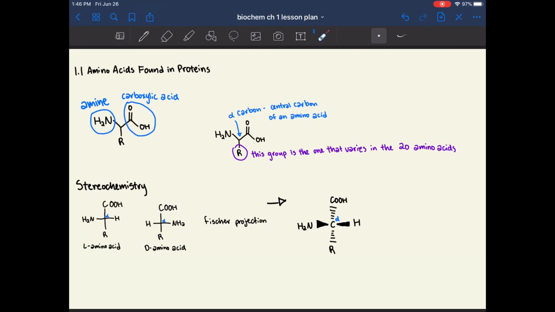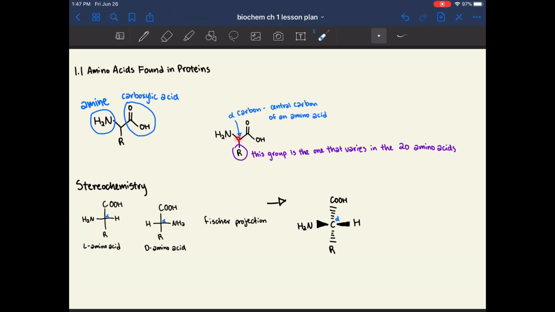So all the 20 amino acids that the MCAT tends to test on are known as alpha amino acids, which means that their amine is attached to the alpha carbon, which means the carbon that's one bond away from the carboxylic acid group. Now there are beta amino acids, which have amines that are 2 carbons away, or gamma amino acids, which have amines that are 3 carbons away, but these are not tested on as commonly on the MCAT, and you're definitely not expected to memorize them, because only the alpha amino acids are coded for by our genetic code, which means that we have codons that correspond to each of the 20 alpha amino acids.